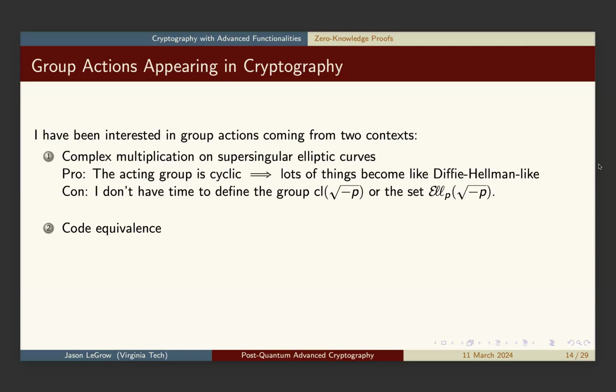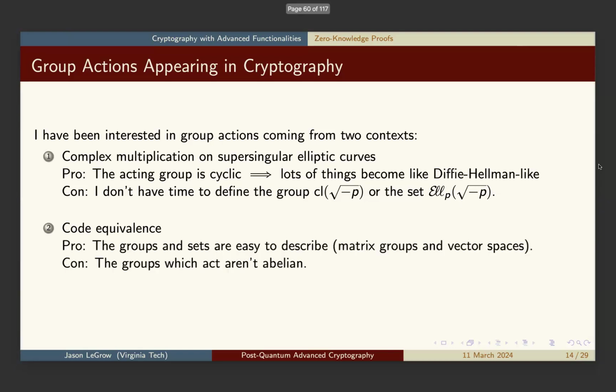The big problem with complex multiplication on supersingular elliptic curves is that in this talk, I don't even have time to tell you what the group or the set are. And that's not a problem with this talk. That's the length of the talk. That's a problem with the complicated math that lives underneath all of this. So there's like a huge learning curve for learning about this stuff.